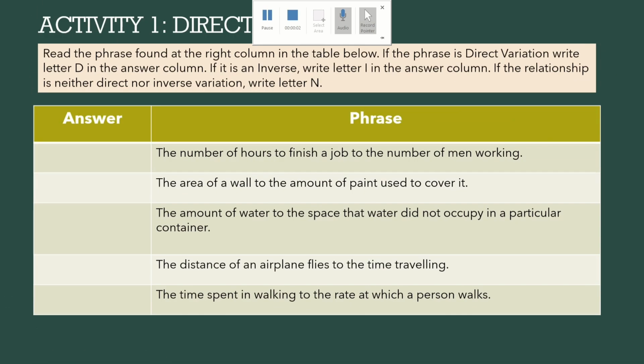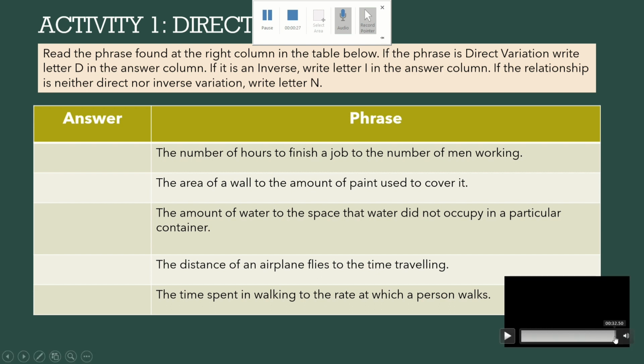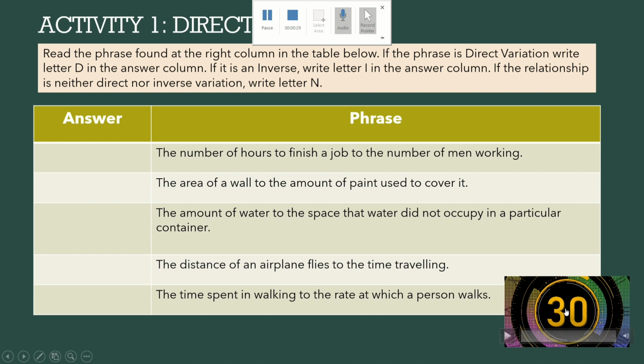First, activity number one, direct or inverse. The instruction is read the phrase found at the right column in the table below. If the phrase is direct variation, write letter D in the answer column. If it is an inverse, write letter I in the answer column. If the relationship is neither direct nor inverse variation, write letter N. I'm going to give you only 30 seconds to answer this question. Timer starts now.